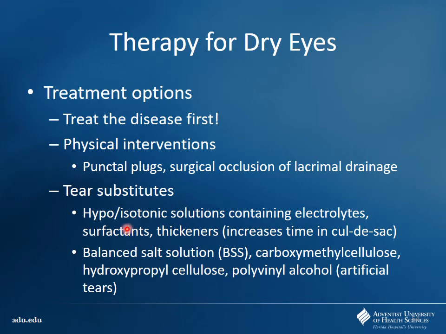And so some things we can do for that is, one, you want to treat the disease first, so whatever's underlying, you want to fix that if you can. And then we can actually do some physical intervention. So we mentioned you can do punctal plugs, where you can actually put that into the lacrimal ducts to block the drainage of tears, which is good.